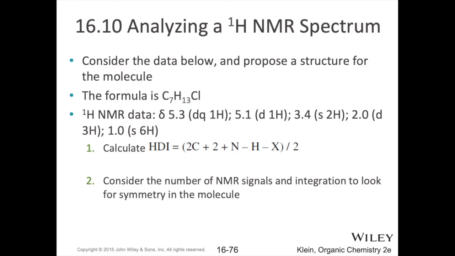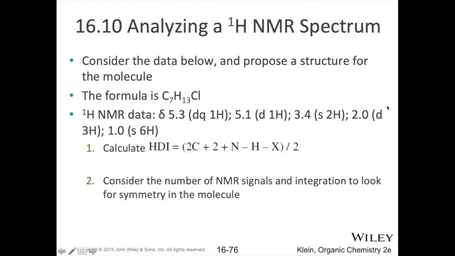Okay. Then also notice that we have 1, 2, 3, 4, 5 signals. Notice the integrals. They also help you group together your bunches of hydrogen. So the fact that here we have a singlet that has 6 hydrogens tells us that we probably have 2 methyl groups that are equivalent that are a singlet, so they're not close enough to any other hydrogens that would split them. Okay, so that's something to keep in mind.